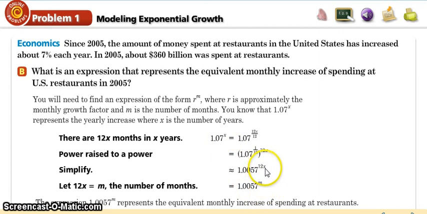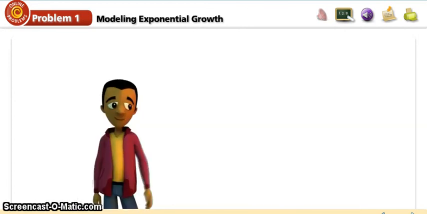So what we're looking at is 12x equals m. That's the number of months. Okay, so if we're talking about 36 months, which you could translate to years, the number m represents the number of months, so 12x is going to represent our m, and so we just change 12x to m. And so this expression represents the equivalent monthly increase of spending at a restaurant. So we could analyze based on months rather than based on years. Okay? All right, so now it's your turn.